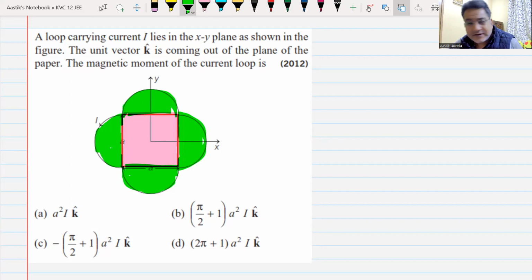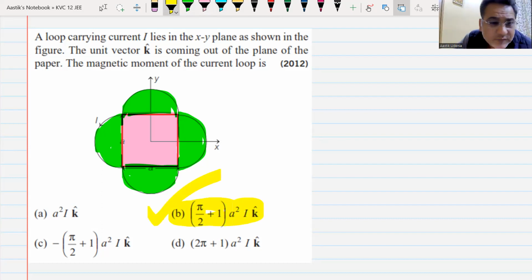The area of the pink part is A square. The area of the green part is 2 times the area of a circle, which is pi d square by 4 plus pi d square by 4, and the direction is K. The only option which matches all this is option B, and that is the correct option. I will give you 2 minutes to note this down.